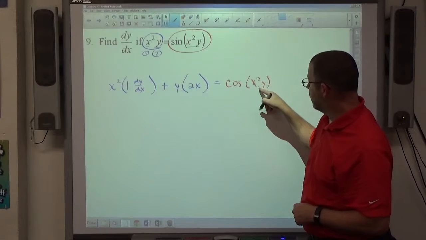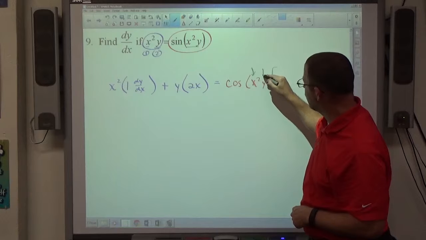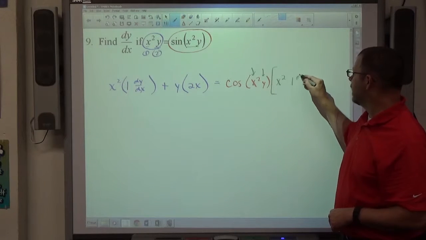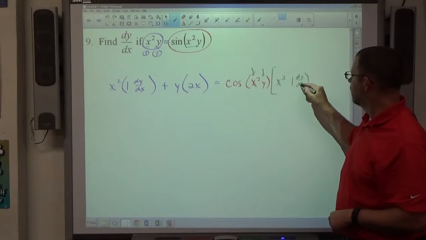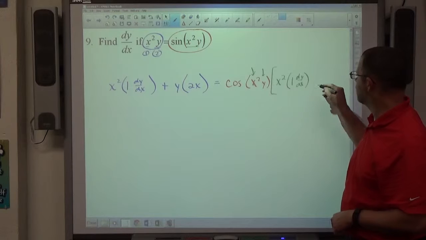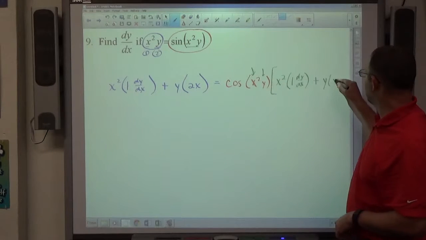So the derivative of sine is cosine of the same thing, but then the derivative of the argument is going to be the derivative of x squared y, which is going to be, if this is function 1 and this is function 2, since it's a product, x squared times 1 d2, differentiating y, so dy/dx is necessary, plus 2, which is y, d1, which is going to be 2x.